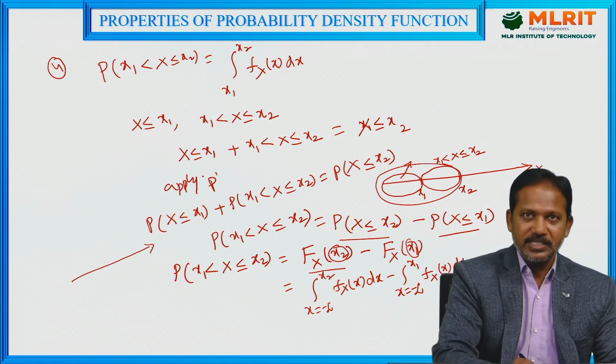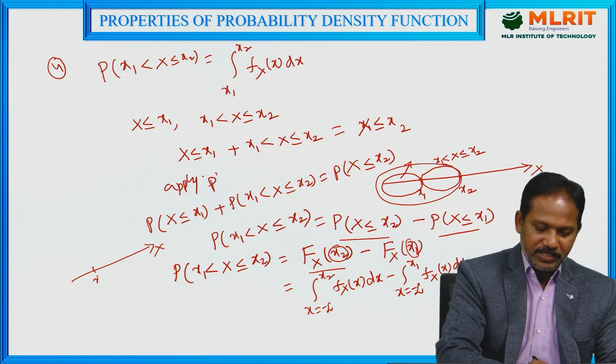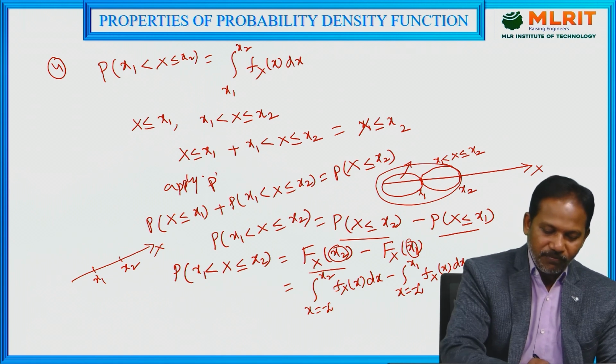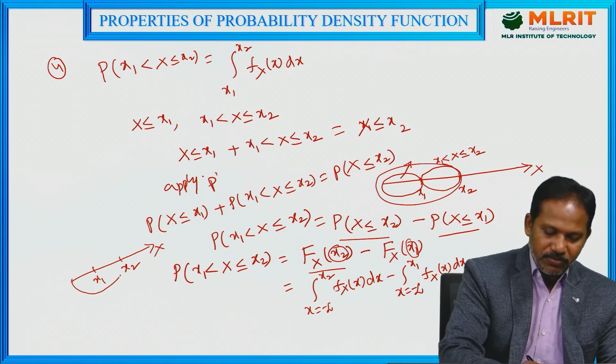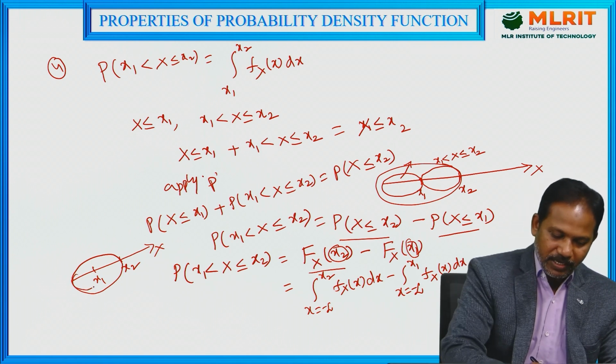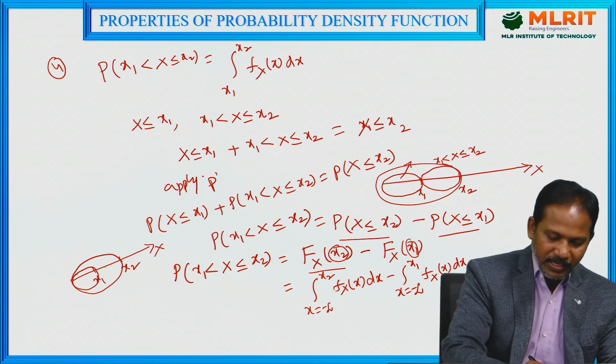This is my x-axis. This is my random variable x1 and this is my random variable x2. I want to find the area from minus infinity to x2, minus the area from minus infinity to x1, that is, the area between x1 and x2. So we are finding the area between x1 and x2 only.